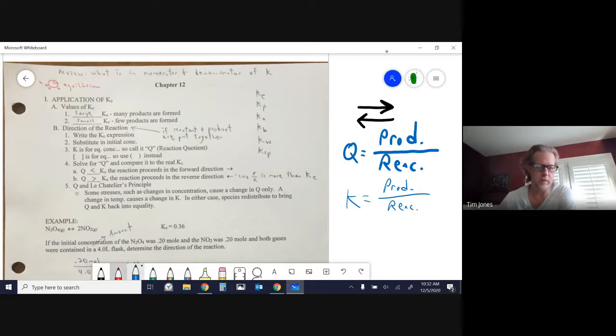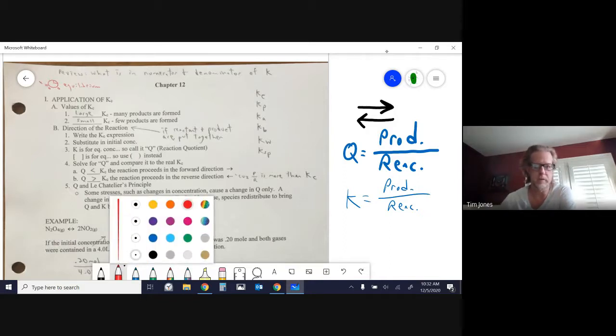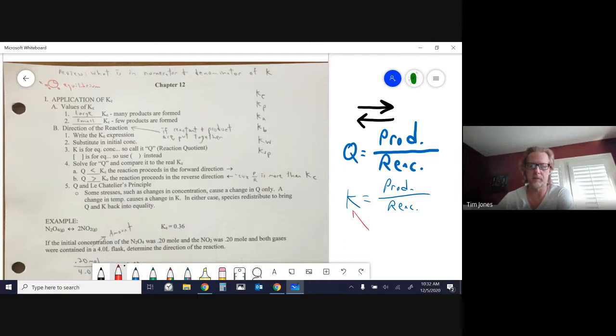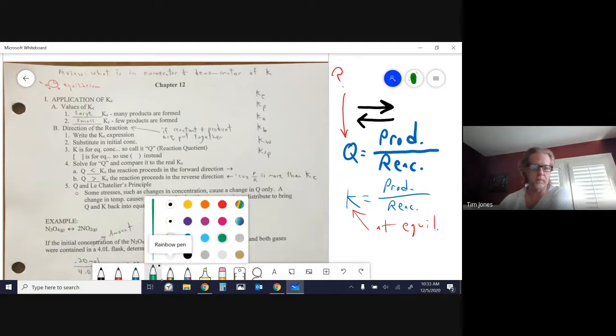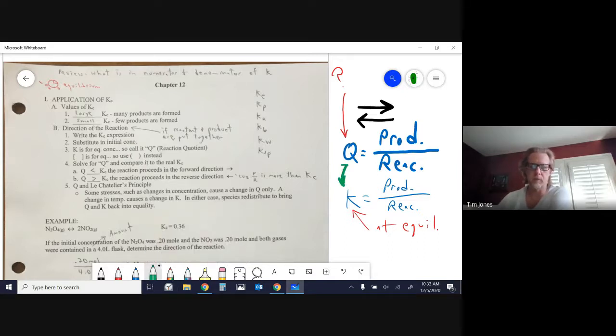The difference is that this is at equilibrium. This is at some random place. It could be at equilibrium. It might not be at equilibrium. Who knows? It's just at some place. And this is going to be important so that we can actually compare these two things. This can be useful comparing these.